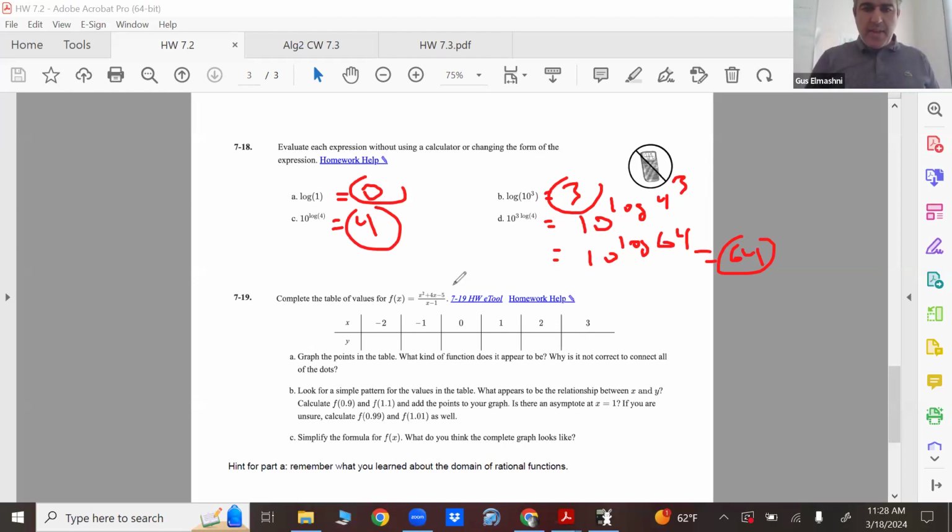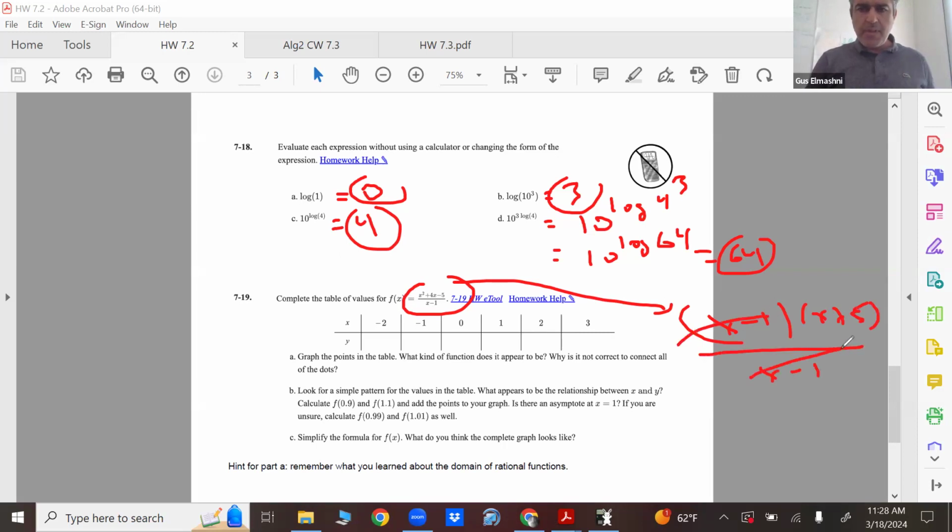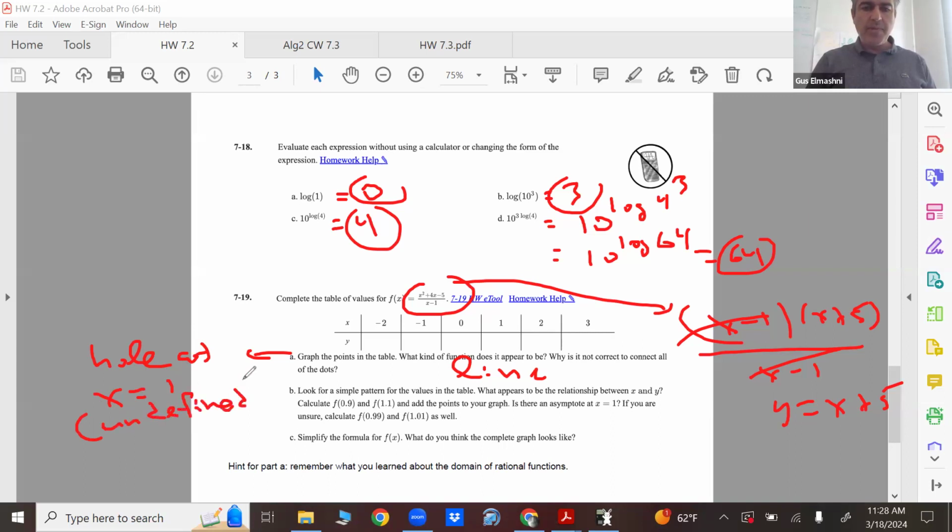Lastly, for 719, if you factor that, that would be a wise idea. That's x minus 1, x plus 5 over x minus 1. Boom, boom. X plus 5 is what it looks like, but it's not a line, actually. If you do graph it, you'll see a line. So what kind of function does it appear like a line? Why is it not correct to connect all dots? Because there's a hole, we're going to say a hole, at x equals 1. It's undefined there, because you can't divide by 0 in the original equation.